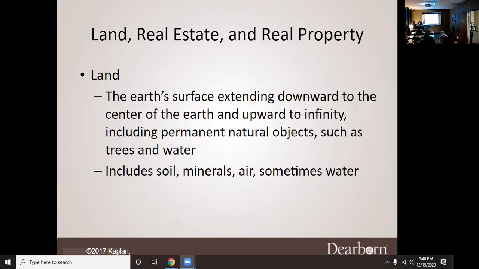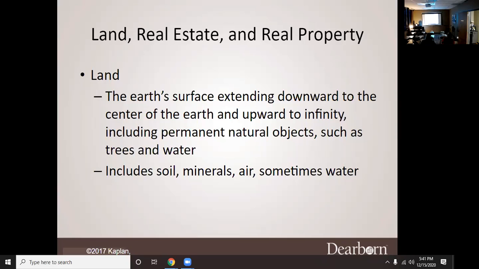Another thing we want to make certain of when dealing with these items is that there are natural objects, such as trees and water, that will also, in some situations, convey as well. So basically the key word you want to focus on is natural objects. Natural objects is very key. So soil, minerals, trees, sometimes shrubs, anything that is growing on that property is going to be natural. It's going to be part of the land.